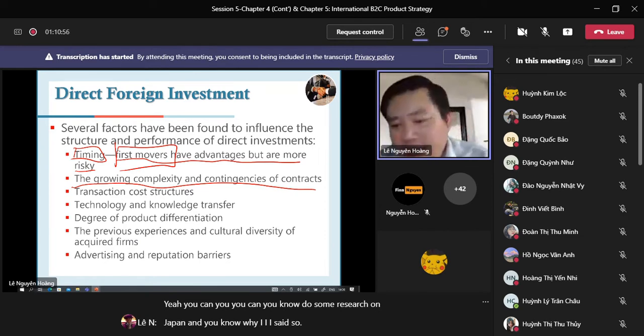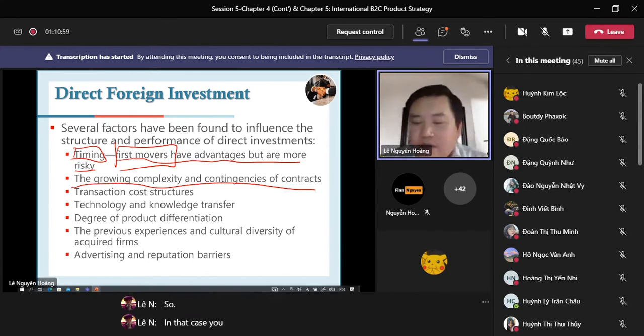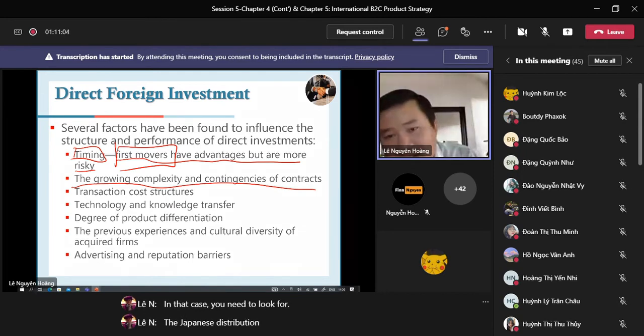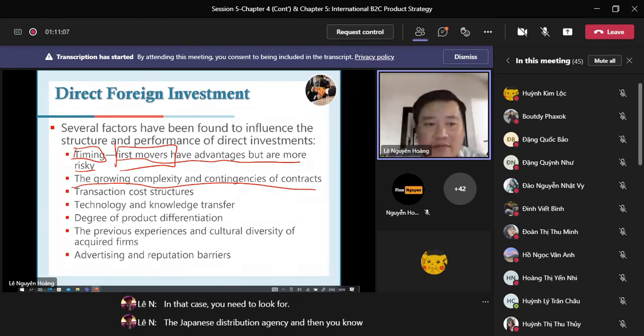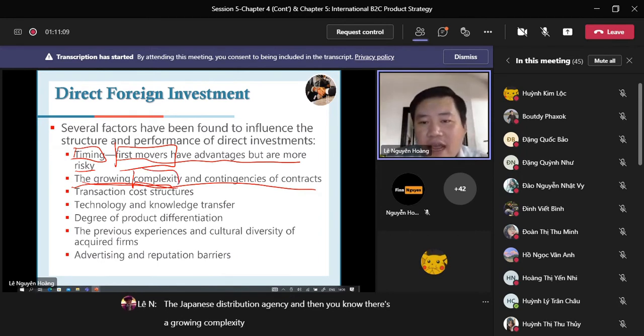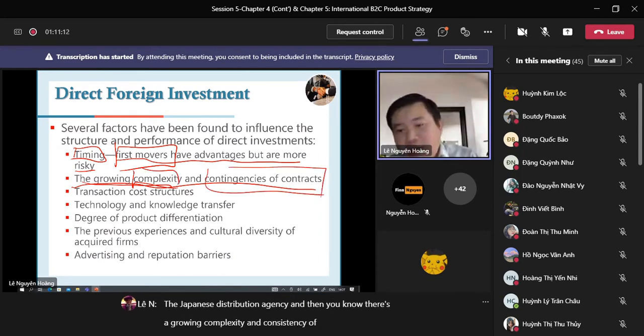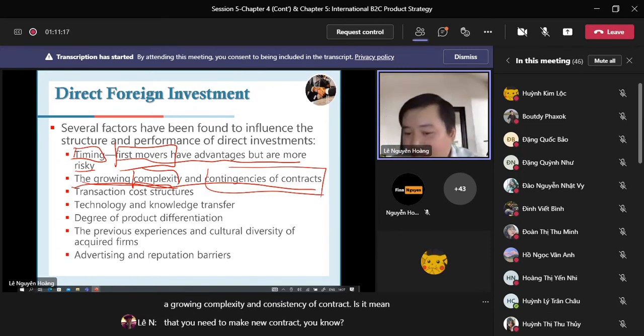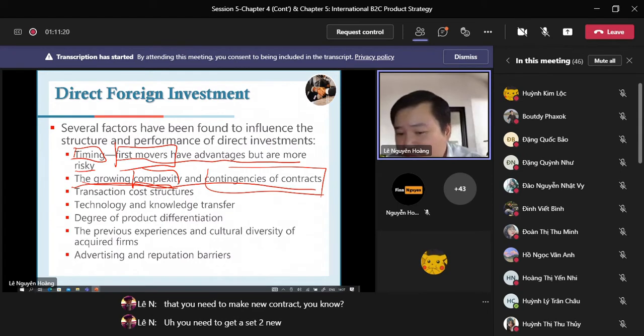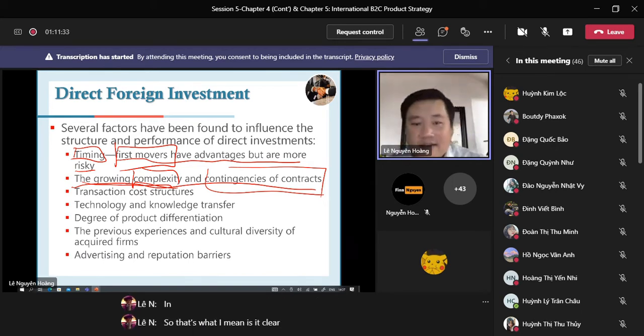So in that case, you need to look for a Japanese distribution agency, and then there's a growing complexity and contingency of contracts. It means that you need to make a new contract. You need to get access to a new distribution network that you're not familiar with. You don't have any knowledge of it. So that's what I mean. Is it clear, guys?